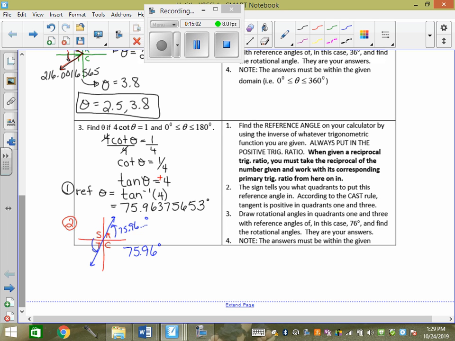What's the answer to this one? 180 plus r. Which is great that I'm finding it. However, 255.96. My domain is what? 0 to 180. So that one's out of it. So why would they give you a restricted domain like that? Numeric response. One answer.